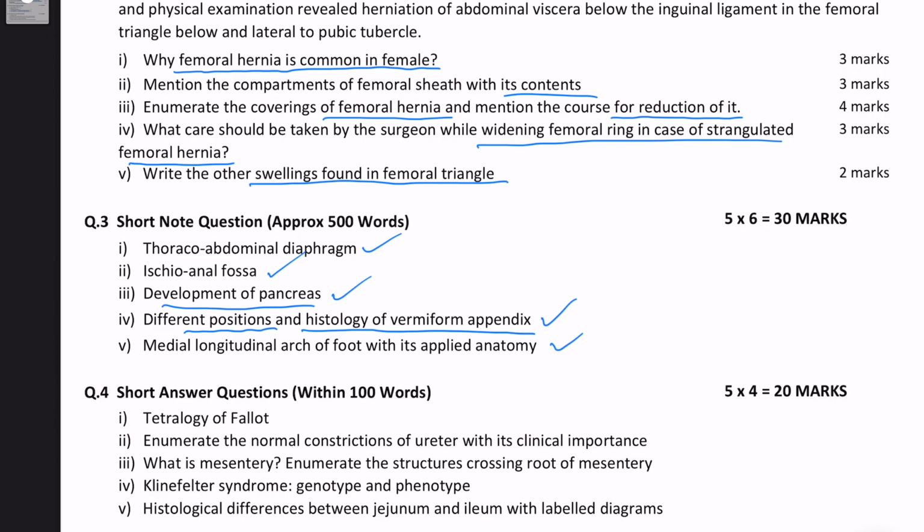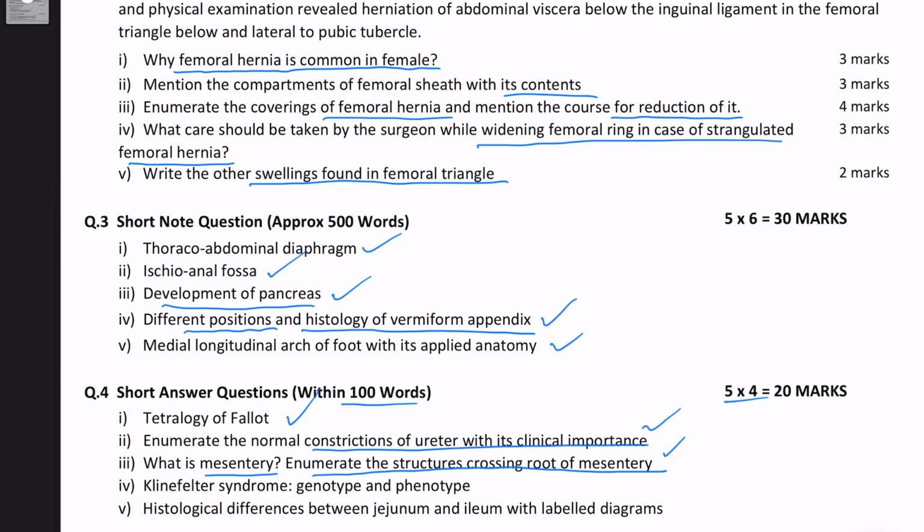Then short answer questions where you have to write within 100 words. These are 5 questions of 4 marks. Tetralogy of Fallot, the 4 congenital defects you have to mention here. Enumerate the normal constrictions of ureter with its clinical importance. Again, a repeated question from a pre-university exam. What is mesentery? Enumerate the structures crossing the root of mesentery. All about mesentery I have already explained in my dissection videos.